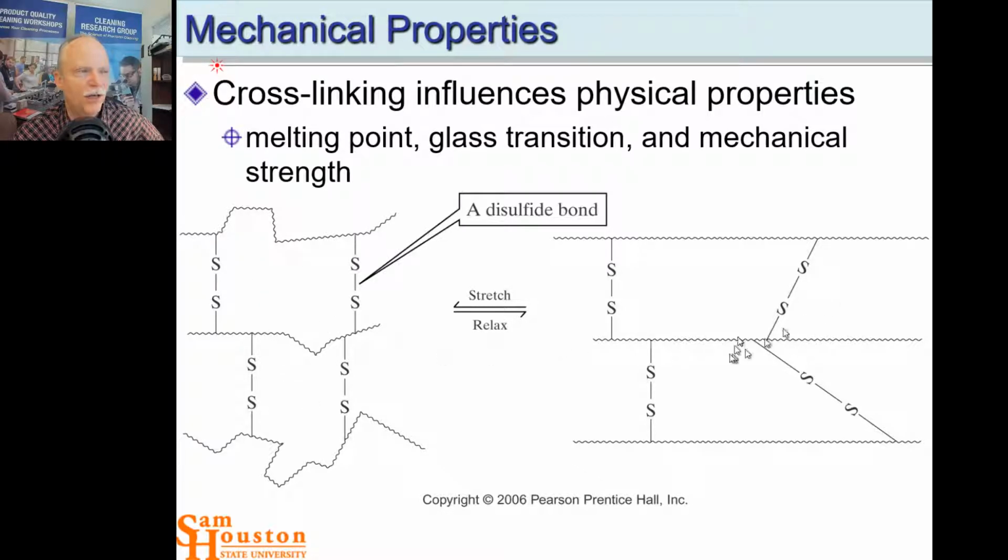You could stretch it and basically store energy in that polymer like a spring, and then it would relax and come back. So this is a way to make polymers that still have some plastic, shape-bending abilities, but can still come back to their shape and have shape memory.